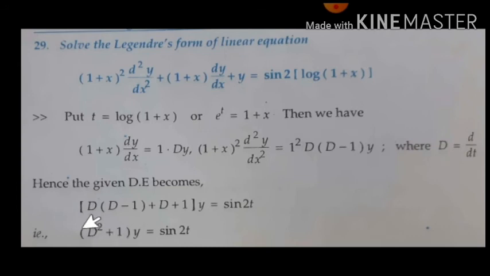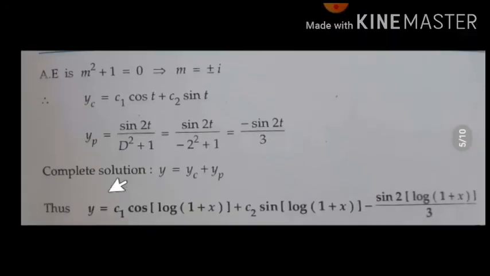The auxiliary equation will be what? M square plus 1 equated to 0. M square plus 1 is the auxiliary equation. Using a calculator, solve it: M square equal to minus 1, so M equal to plus or minus i. Complex roots. How to write the complementary function? C1 into cos t plus C2 into sin t. Alpha is 0, beta is 1.